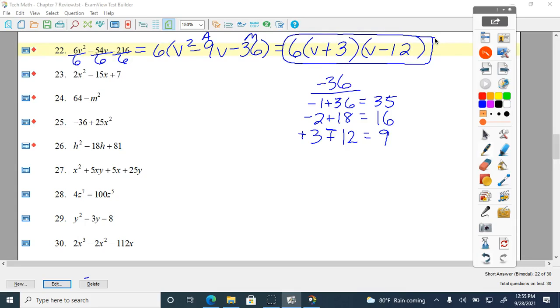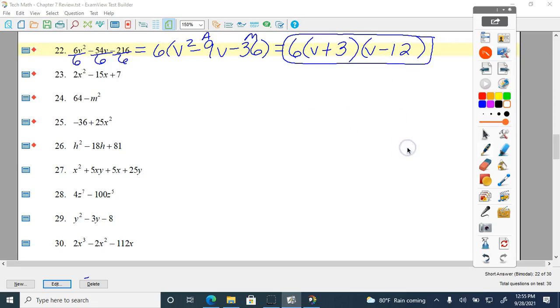23. Is there a common factor on 23? 2, 15, and 7. Any common factors? Will 2 go in any of those? No. So what do we do when you can't take anything out? We borrow. Okay? How do you borrow?